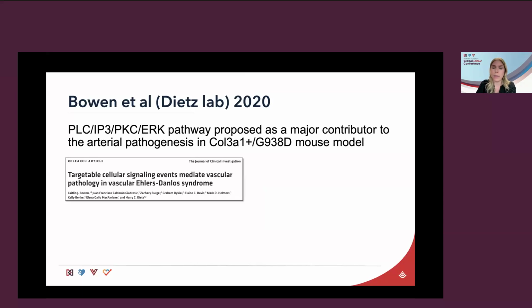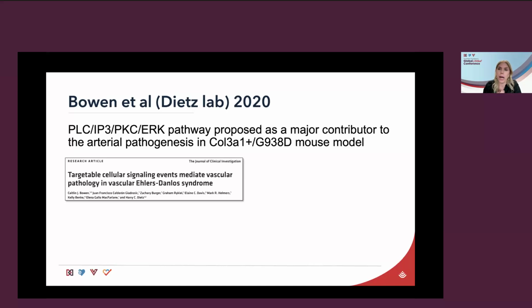So then, you might have heard, there's been some really exciting new work in mouse models from Dr. Dietz's lab with Dr. Bowen, who's one of his researchers. Basically looking at this molecular pathway that they think is contributing, and I know this is a bunch of fancy words, but basically there are 2 mice that have VEDS, and they've created mouse lines, and they've realized that this one pathway seems to be really altered in mice with VEDS. And if they target this pathway, then we can reduce arterial events, these dissections and ruptures.